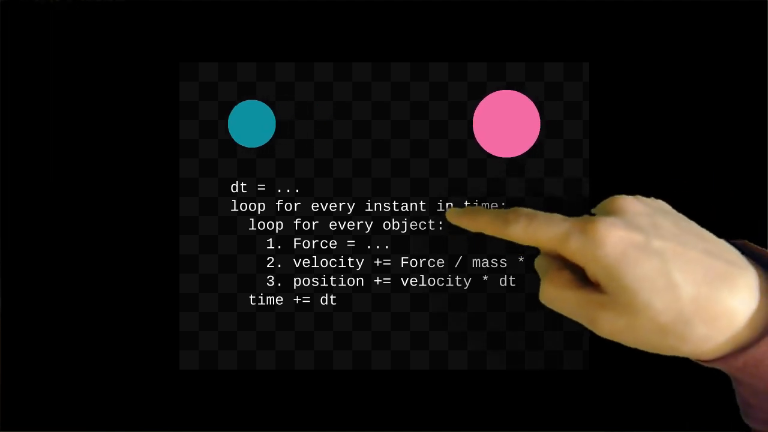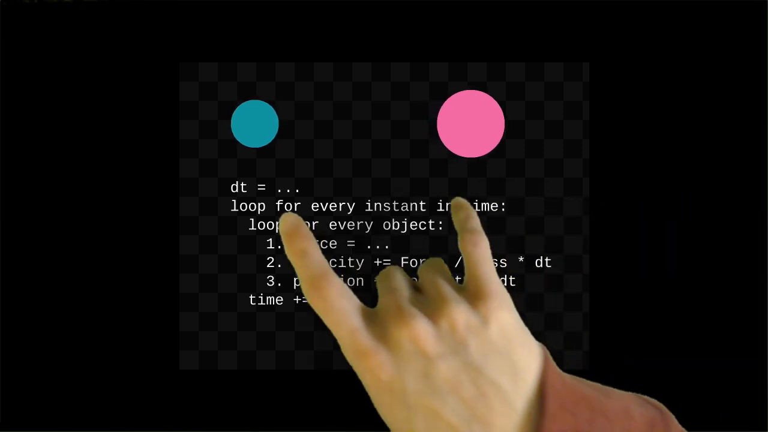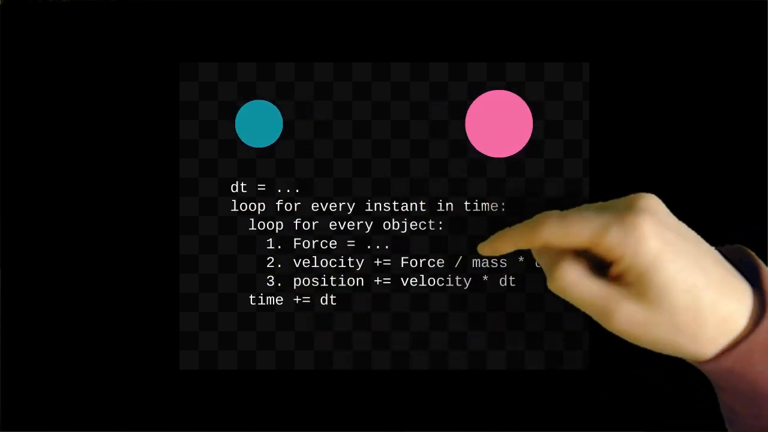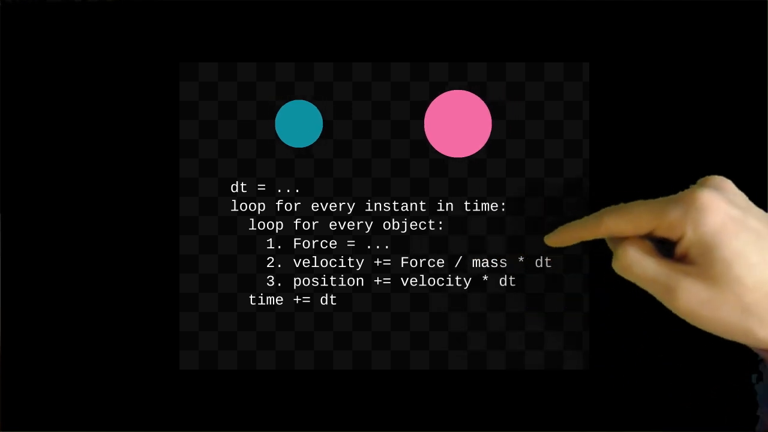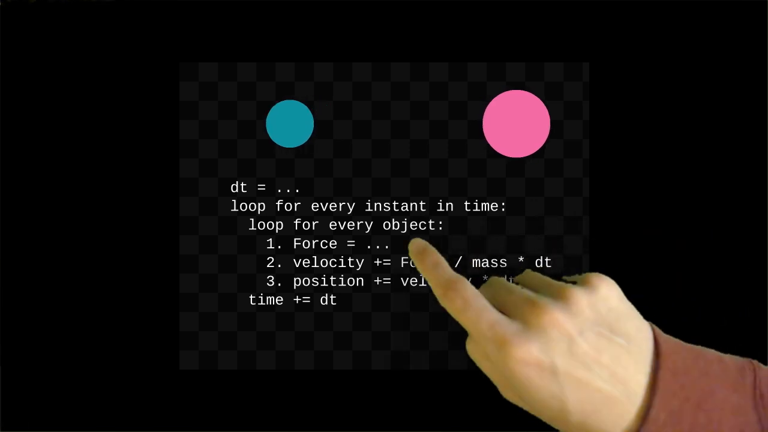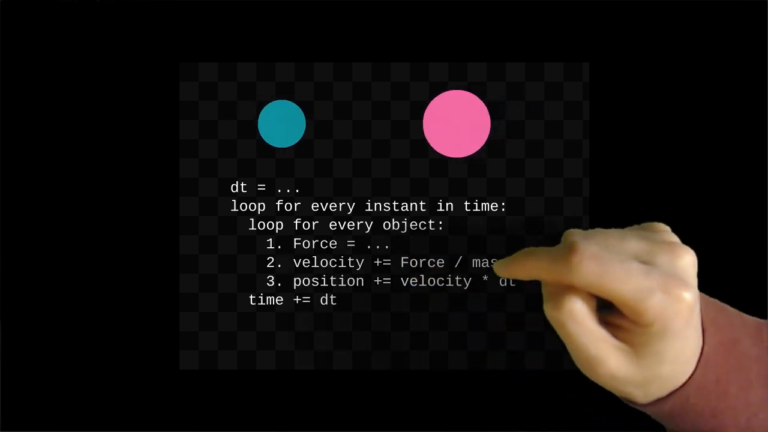we are going to be looping over every object that exists in our simulation. So in this case, we have two objects right here. So we're going to be doing this thing twice, once for each one. And so for each object, we do 3 steps in order. The first one is we calculate all of the relevant forces that are at play.